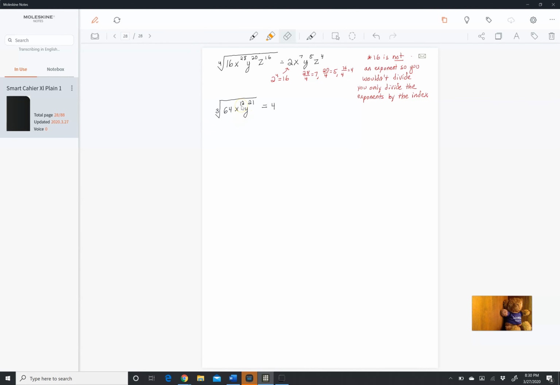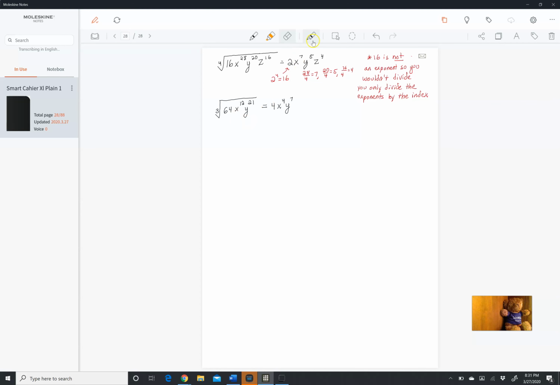And then we're going to take our exponents and we're going to divide them by 3. So 12 divided by 3 is 4. And 21 divided by 3 is 7. So this gives us 4x to the 4th, y to the 7th. Notice this is a 1-step process. You don't need to include a lot of steps here.